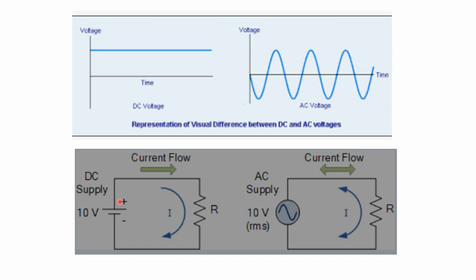In both cases, if you are applying DC voltage through a battery, the current flow is something like this, clockwise. This is the load and this is the current flow. In case of AC, you are applying AC through some generating set. The current flows to and fro. One cycle like this, another cycle like this.